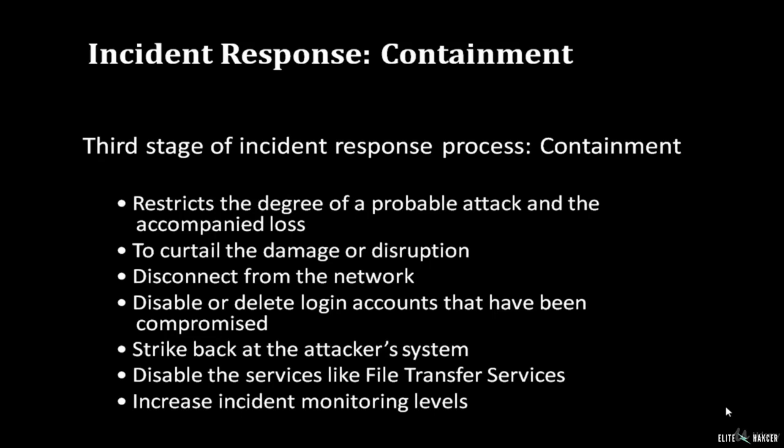The third stage of the incident response process is containment, which means control. In this stage, we try to restrict the degree of probable attack and try to minimize the loss. These control procedures are implemented to curtail the damage or disruption. One of the easiest ways to do that is to disconnect it from the network and disable or delete login accounts that have been compromised. After consulting your security team, you can also strike back at the attacker system to gain information about it. Disable services like file transfer service and increase the incident monitoring level. These are some of the basic steps which are essential to control the incident.